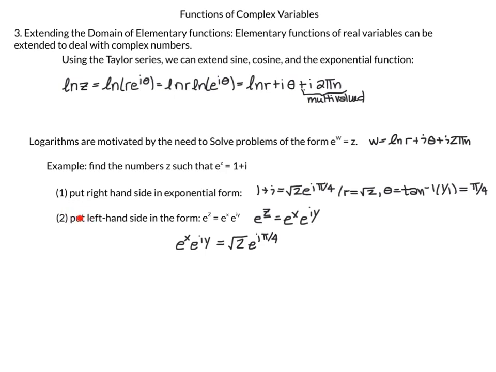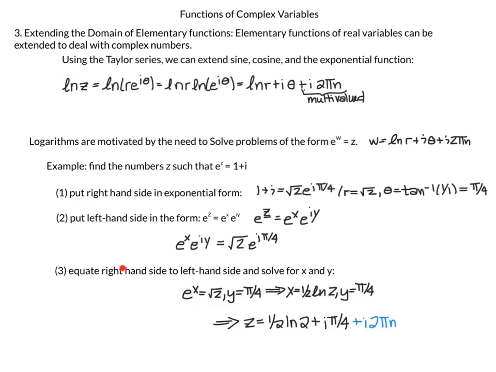Our second step now is to put the left-hand side over here in the form e to the z equals e to the x, e to the iy. So that's not too hard. So now I have e to the x, e to the iy is equal to, and on the right-hand side, I have square root of 2, e to the i pi over 4. And our third and last step is to equate the right and left-hand side and solve for x and y.